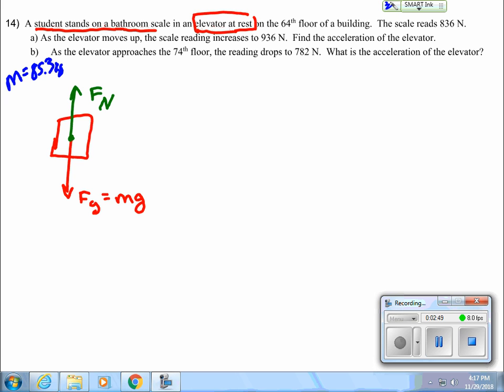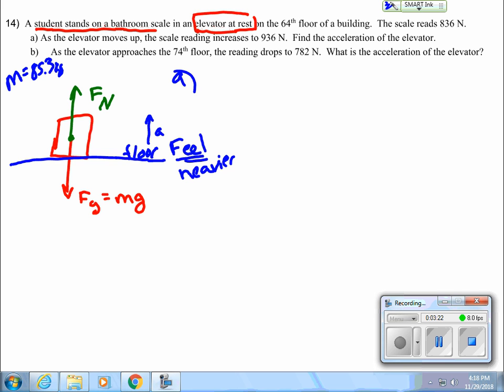All right, continuing. This is number A. Now, A says the elevator is moving up. So here's the floor of your elevator, and we're moving up. Our a is going up. We have a feeling occurring in our body as we're accelerating up. Because the floor is pushing up on us, we're going to feel heavier. We just gain some weight, because the floor is pushing us up even more.